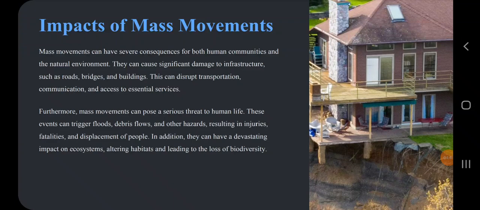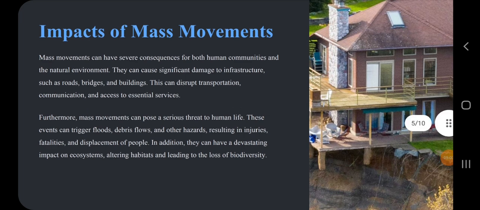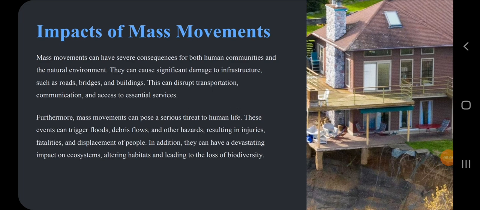These events can trigger floods, debris flows, and other hazards, resulting in injuries, fatalities, and displacement of people. In addition, they can have a devastating impact on ecosystems, altering habitats and leading to the loss of biodiversity.